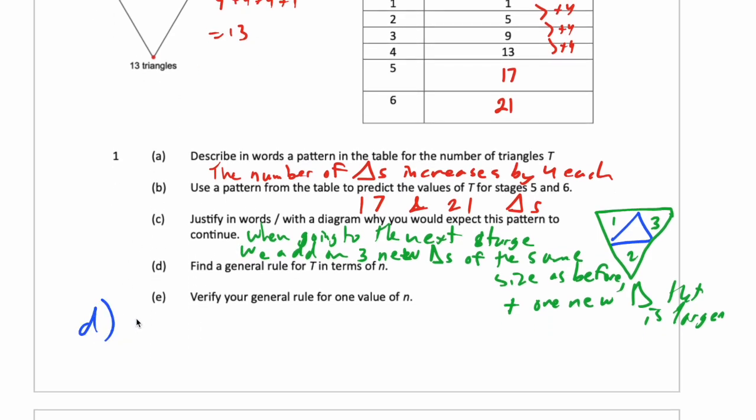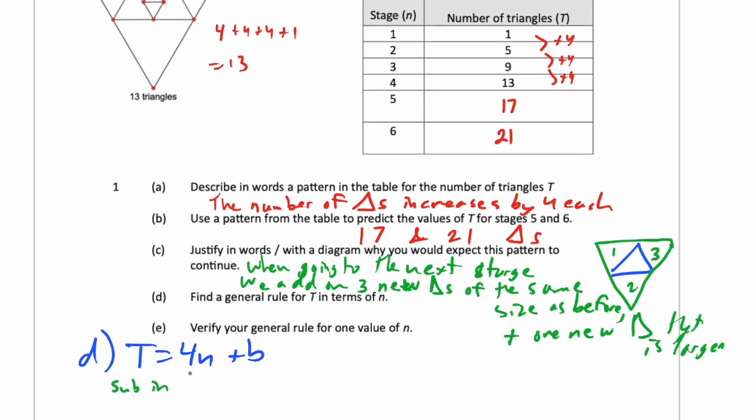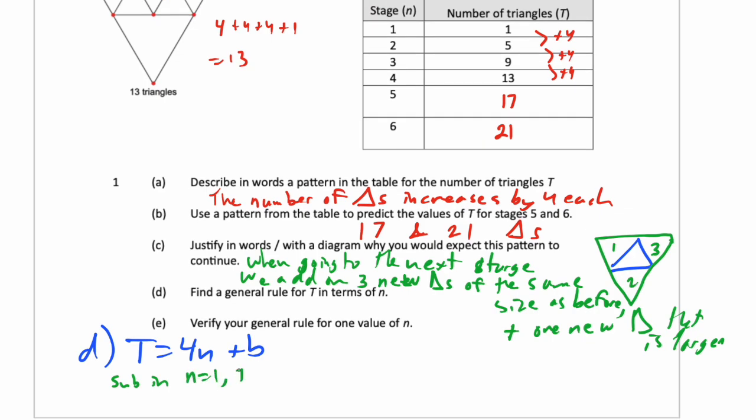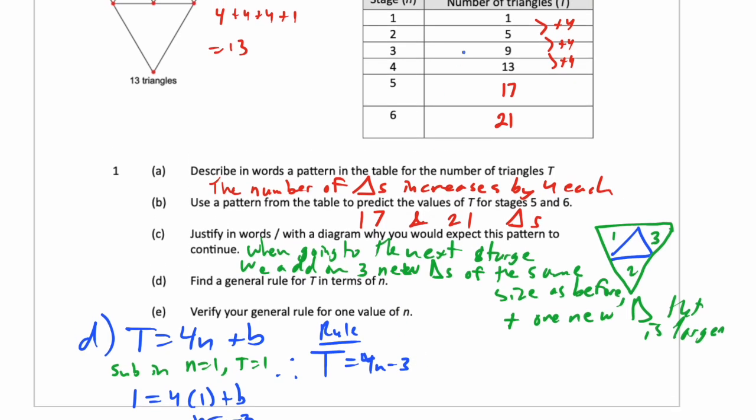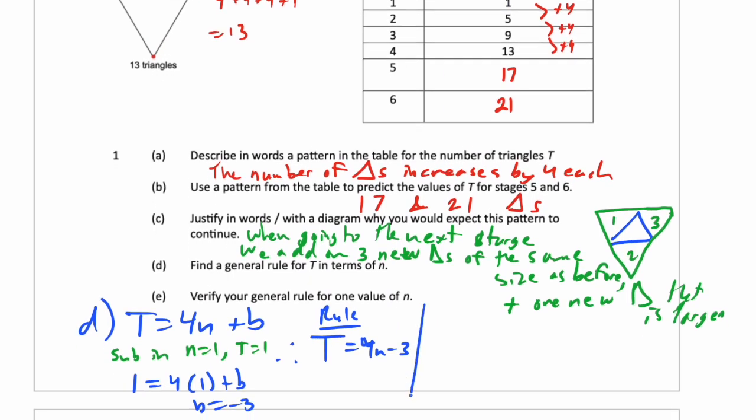The rule is definitely going to be 4 times n and then plus something else we don't know. And then we can sub in a point. Sub in n equals 1, t equals 1. That's our first stage. So we get 1 equals 4 times 1 plus b. b equals -3. So the rule is t equals 4n minus 3. Or you can just kind of get that visually from the table.